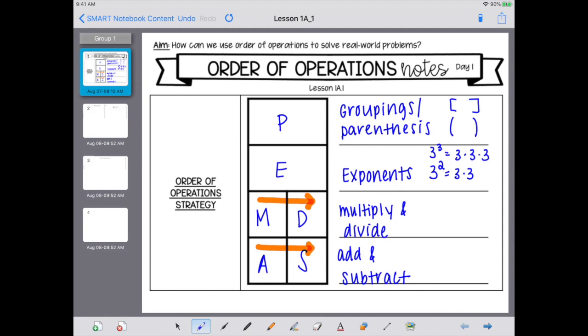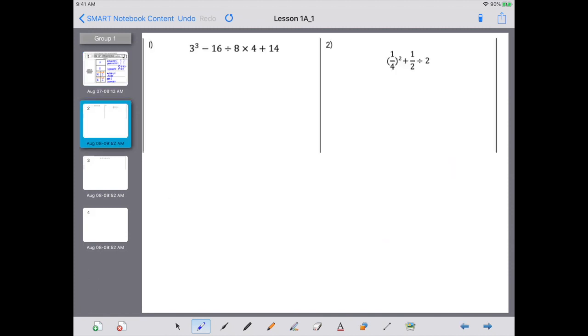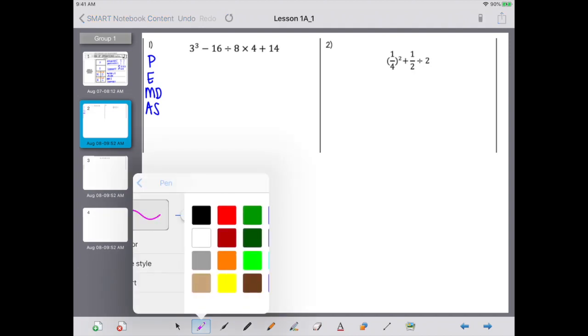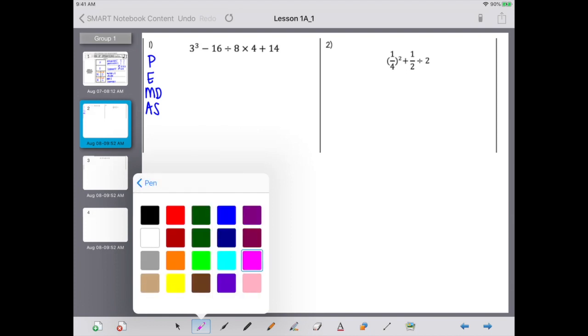So let's try some examples. So our guided practice for number 1, you're going to watch me do, and then number 2, you're going to pause the video and try it on your own. So the first one, we have 3 to the 3rd power minus 16 divided by 8 times 4 plus 14. So if you want, you could always write your PEMDAS down the side. If you're not very familiar, you can always do this. It helps you kind of follow along and cross things off.